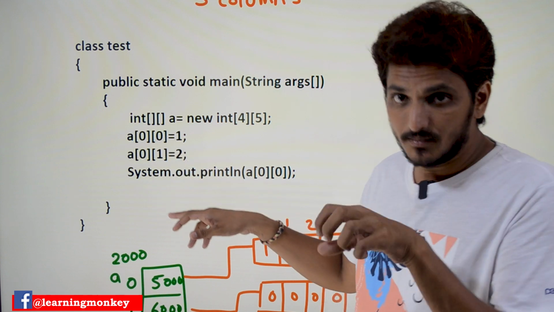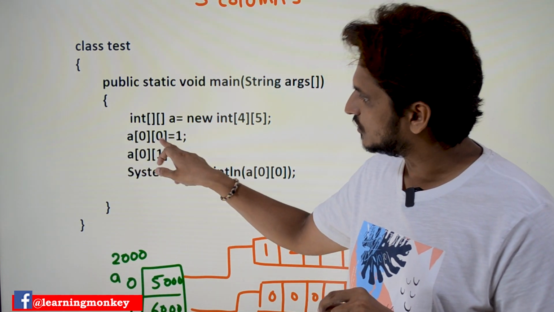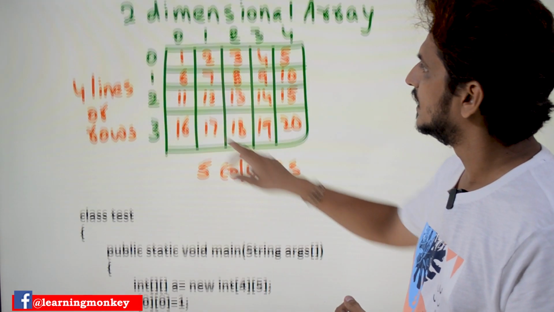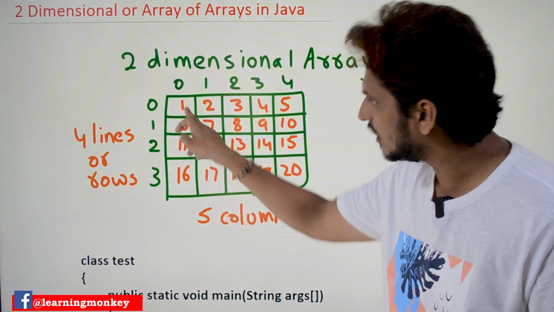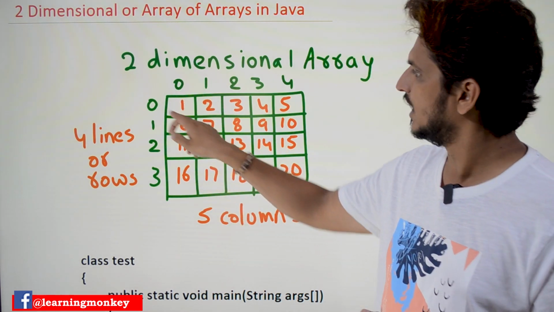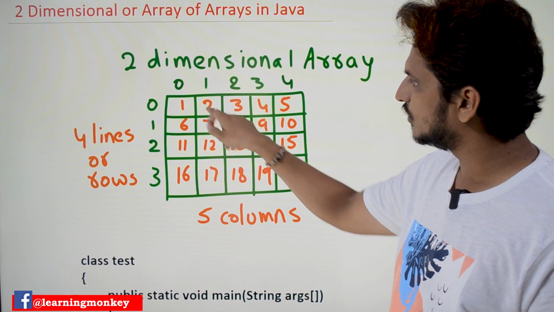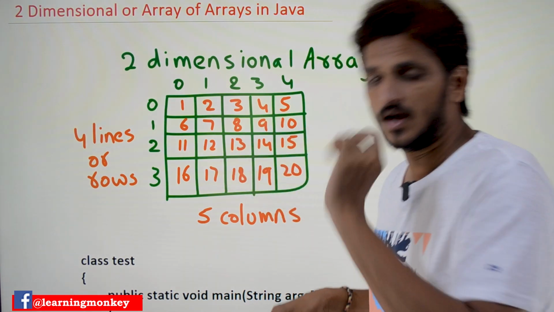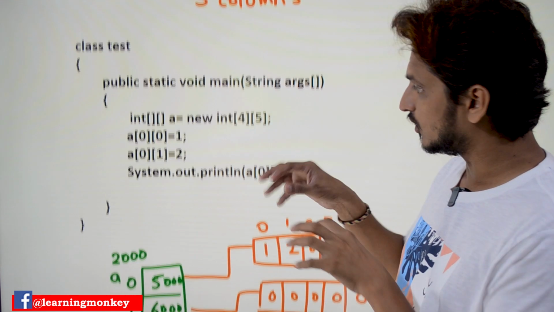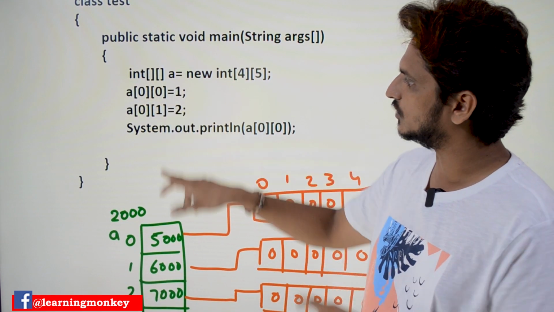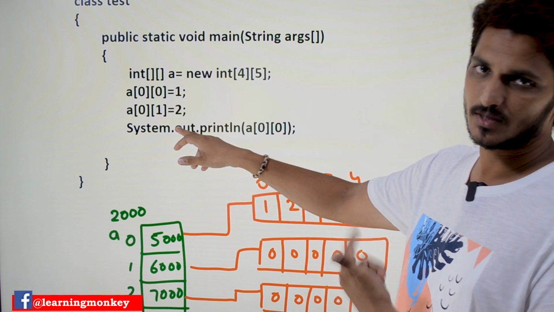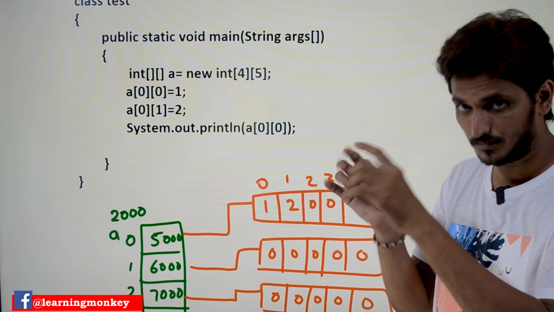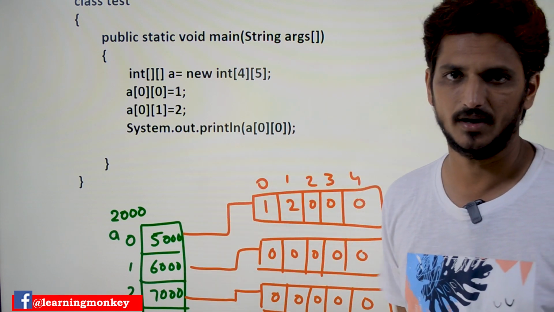So if you want to store an element in that position, a of 0, 0. The first 0 shows the 0th line, the second the 0th column: 0th line, 0th column. So here it is going to place 1. 0th line, first column, it is going to place 2. This is how we can access the elements from the two-dimensional array. And if you want to store elements, we are going to use this notation. If you want to display the element present here, System.out.println of a of 0, 0 means 0th line, 0th column. That element is going to be displayed.